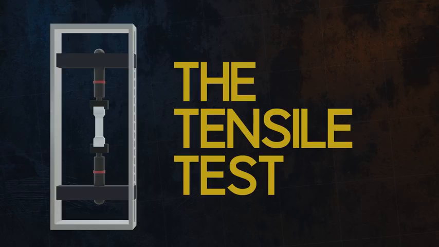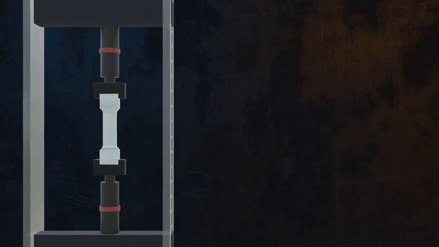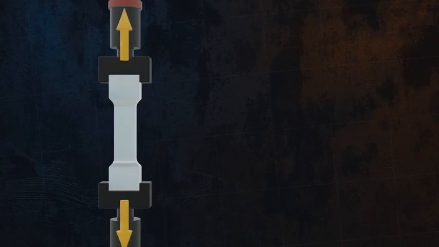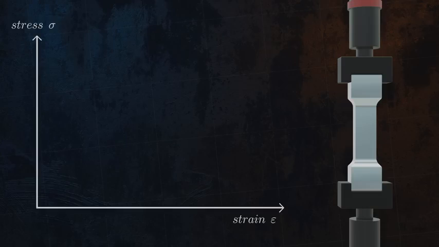The tensile test is a very common mechanical test, which takes a test piece and stretches it along its length. It is a uniaxial test, meaning that it applies a load in one direction only, as shown here. During the test, the machine measures the applied load and the change in length of the test piece. The main output from the tensile test is the stress-strain curve, which describes how much the material we're testing will deform for different levels of applied stress.